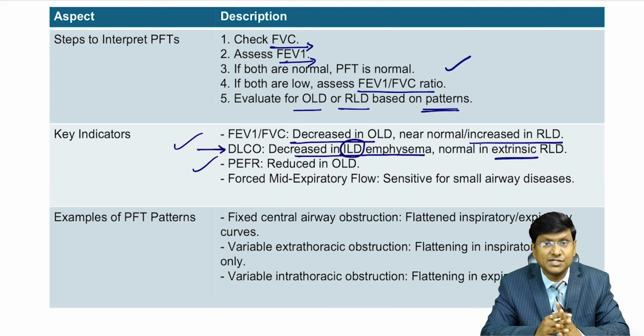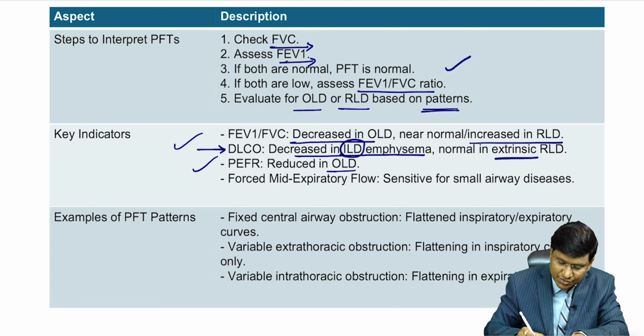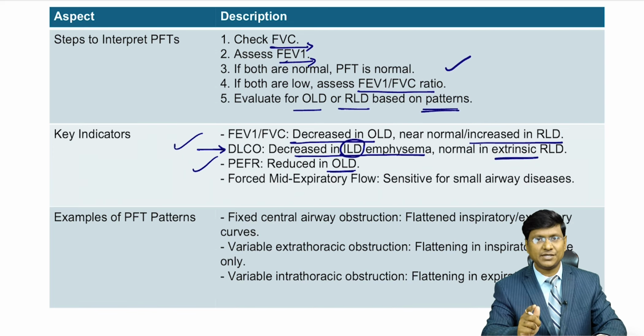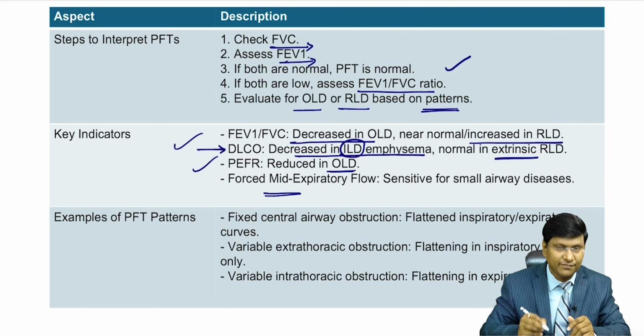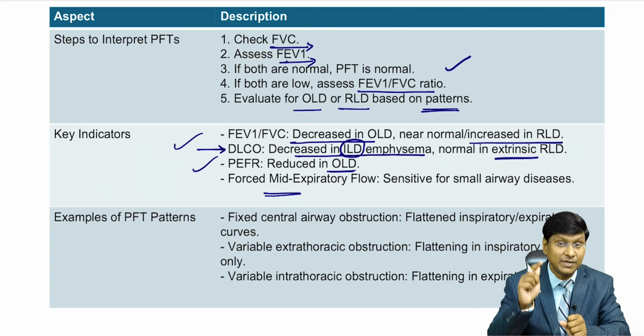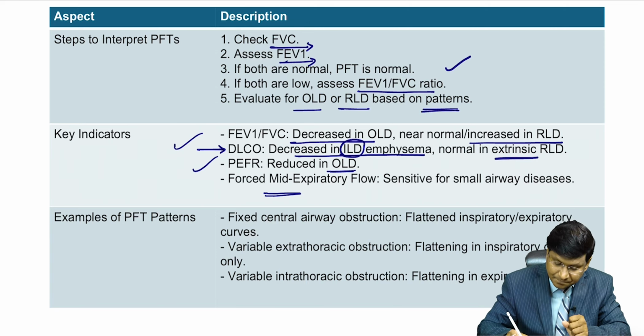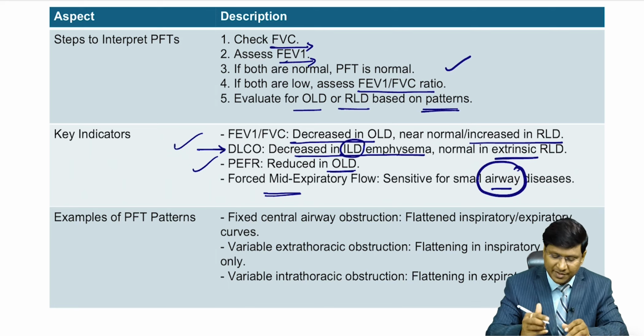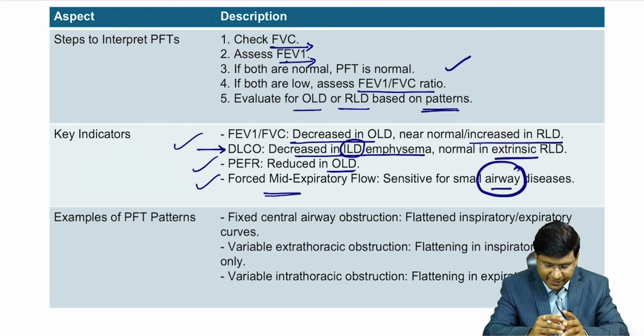Peak expiratory flow rate, this is what I was trying to tell you. This assesses the bedside measurement of pulmonary function, and it is reduced. And how is this measured? With the help of a peak flow meter, and it is reduced in patients with obstructive lung disease. Another important key parameter is the forced mid-expiratory flow rate. An important multiple choice question on the forced mid-expiratory flow rate is that it helps us determine smaller airway diseases. That's an important multiple choice question related to forced mid-expiratory flow rate.